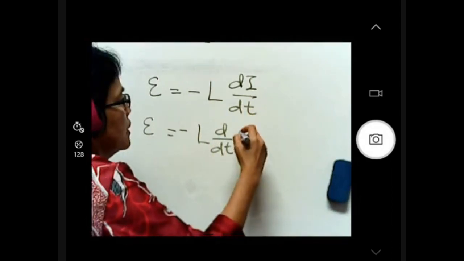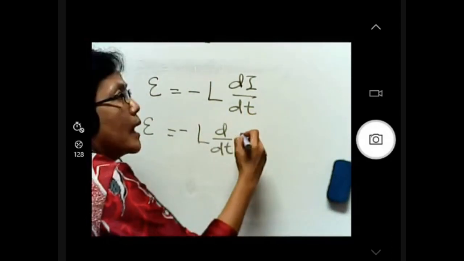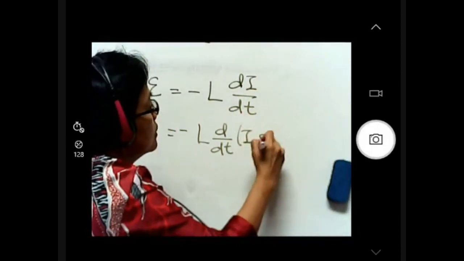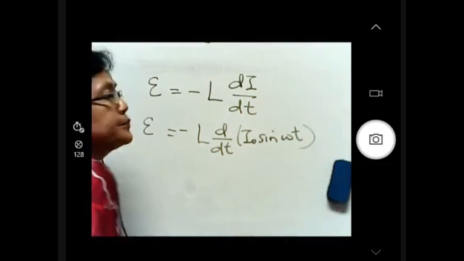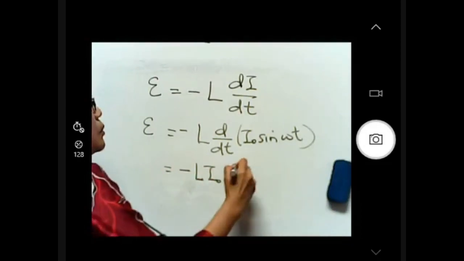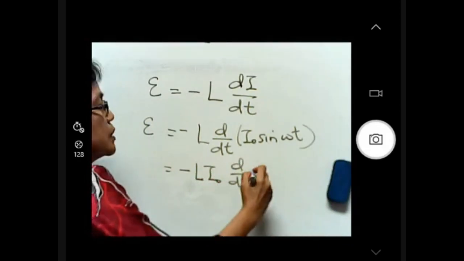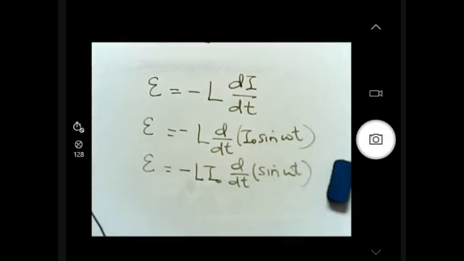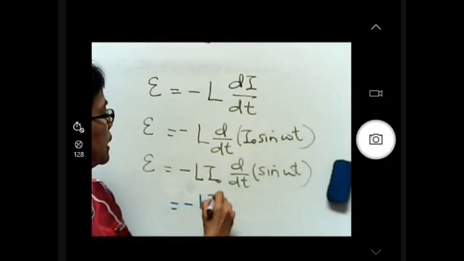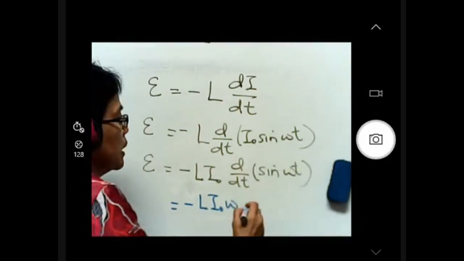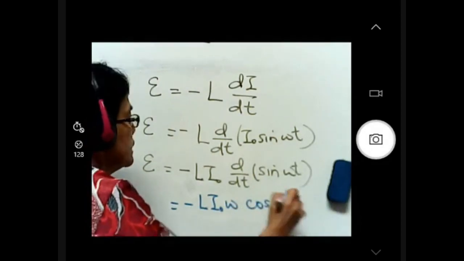Current is what? Just now we take I equals to I naught sine omega t, isn't it? So I naught is a constant, so I'm going to take it out. Here, I just have to differentiate sine omega t. So what did you get after you differentiate? We have negative L I naught omega. When you differentiate sine omega t, you will get cos omega t.